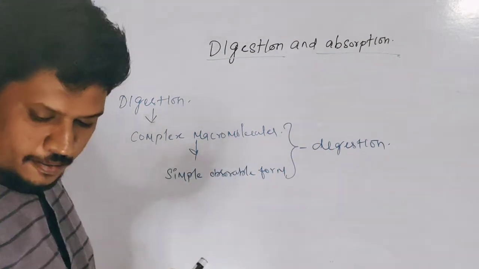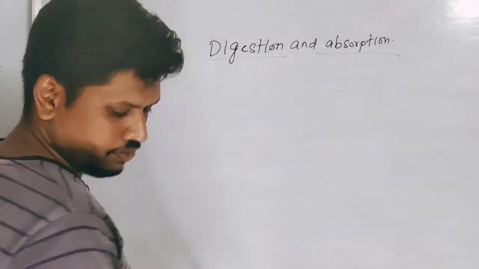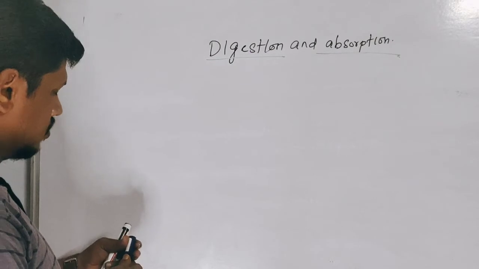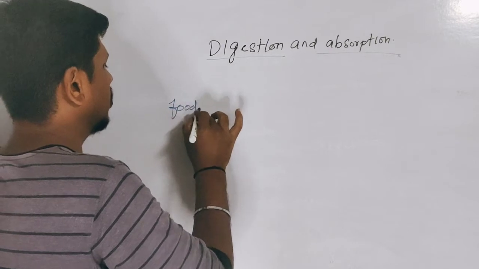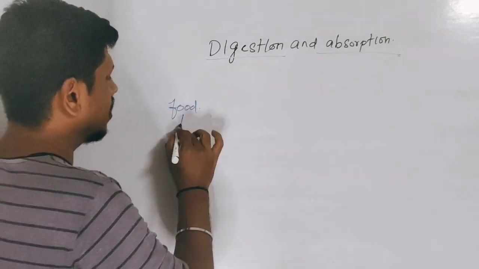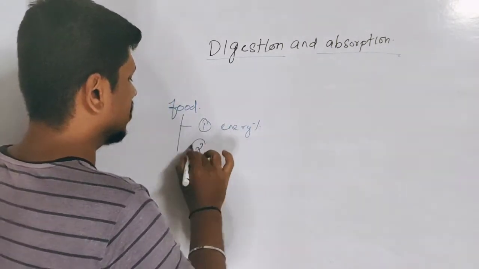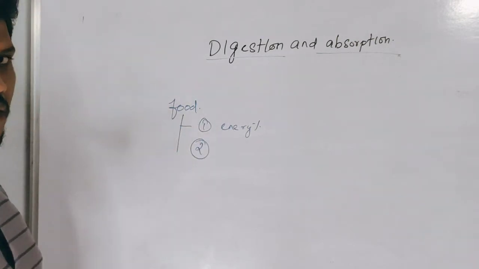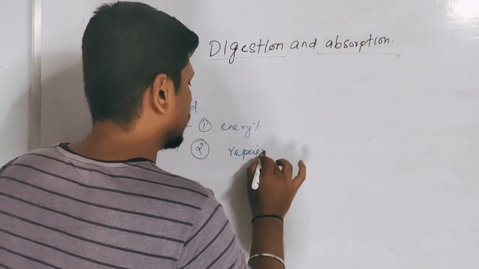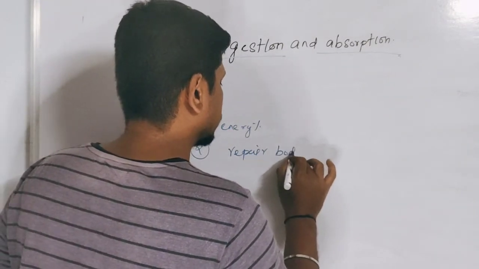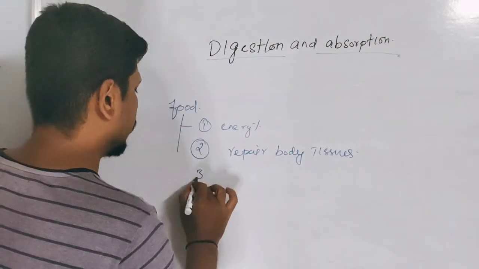Now listen. We are eating food material. What is the purpose of it? Foods are going to give energy, and one more thing, repair body tissues also.